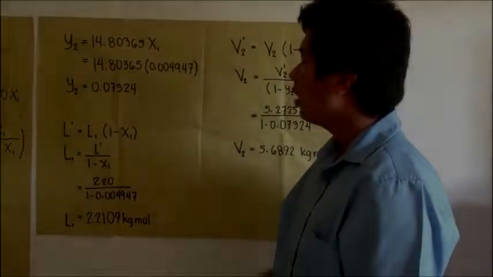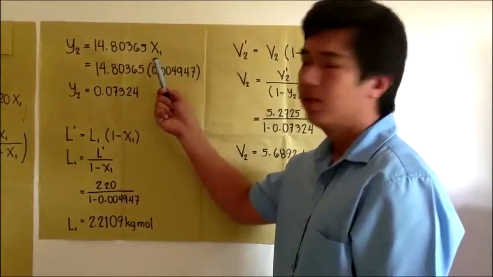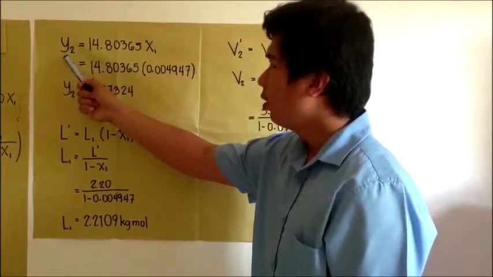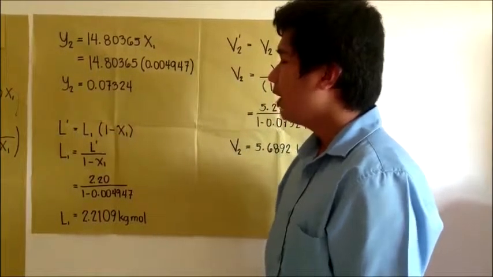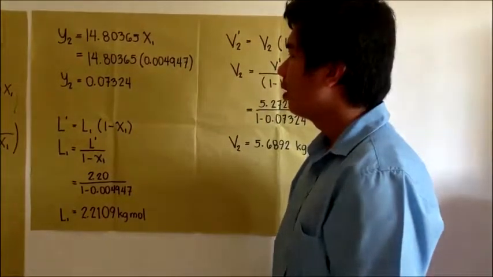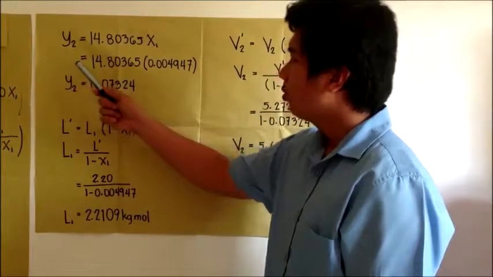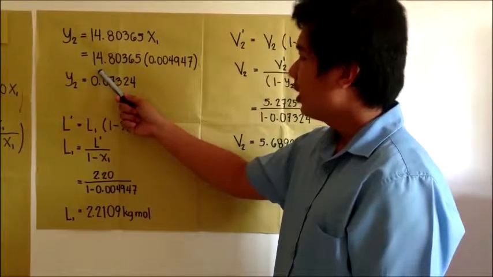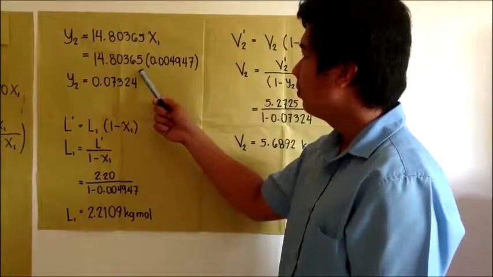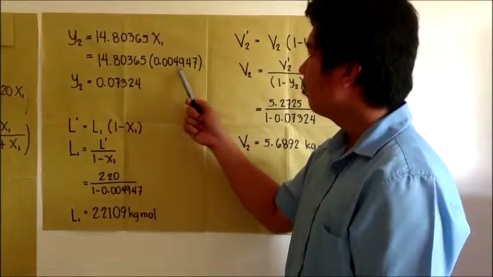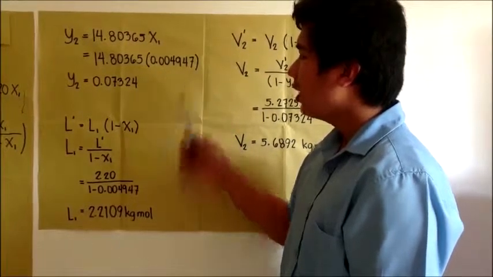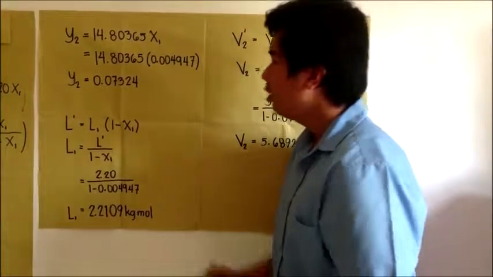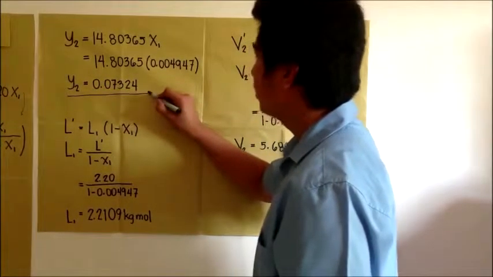Since we already have our value for x1, we can solve for y2 using the relationship we got from Henry's law. We can compute for y2 by multiplying 14.80365 by 0.004947, and we will arrive at a value of 0.07324.